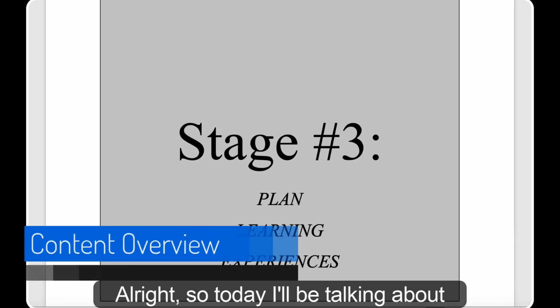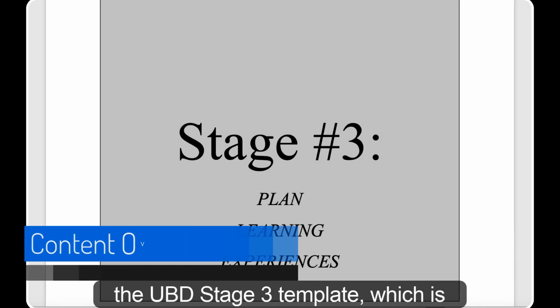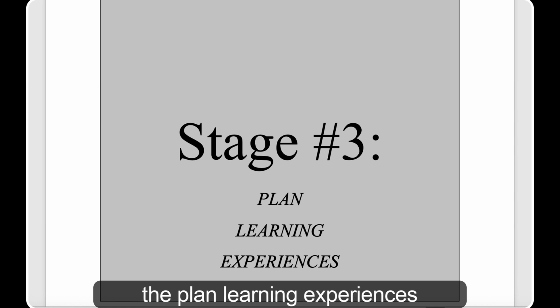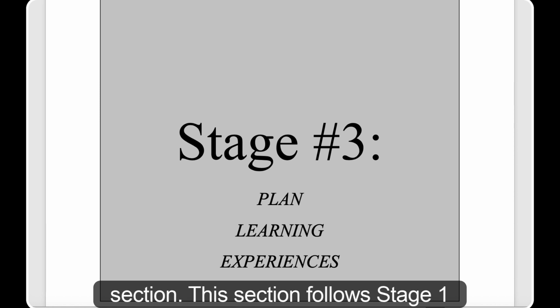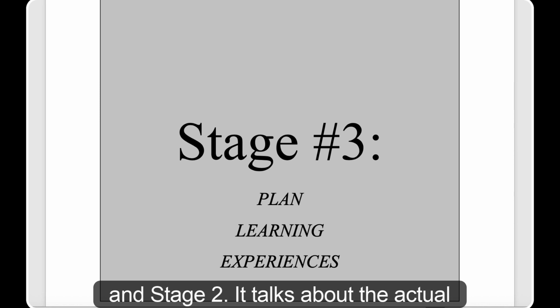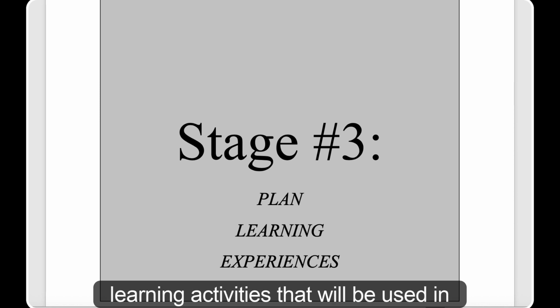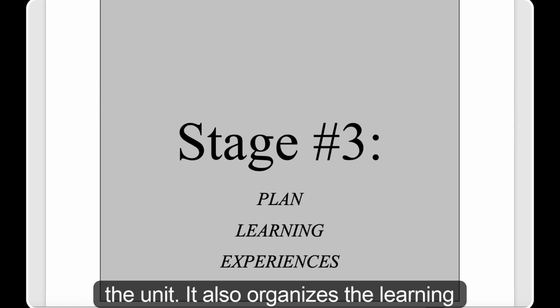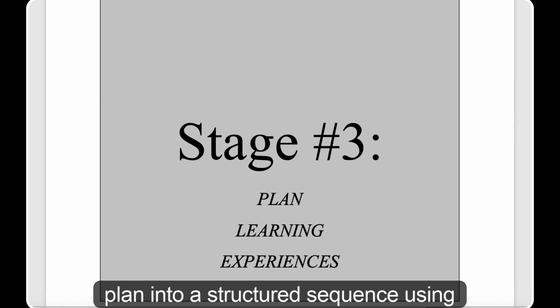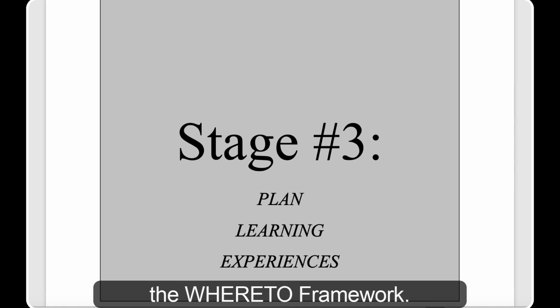So today I'll be talking about the UbD Stage 3 template, which is the Plan Learning Experiences section. This section follows Stage 1 and Stage 2. It talks about the actual learning activities that will be used in the unit. It also organizes the learning plan into a structured sequence using the WHERETO framework.